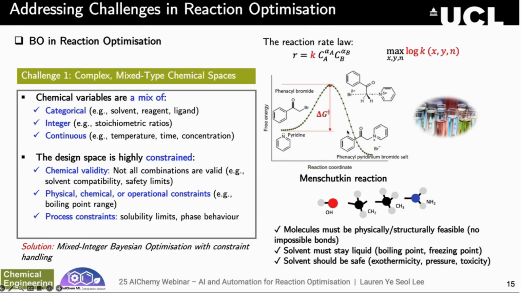So let's talk about Bayesian optimization first. As mentioned, Bayesian optimization provides a powerful framework for designing experiments. However, when we try to apply these methods to real chemical systems, we immediately face some major challenges. One of the challenges I'd like to mention here today is the chemical space we typically deal with.